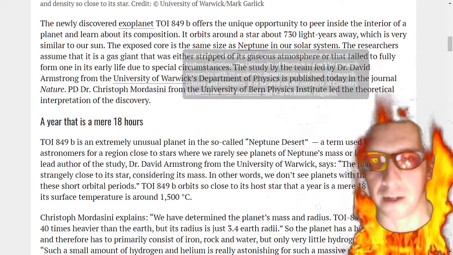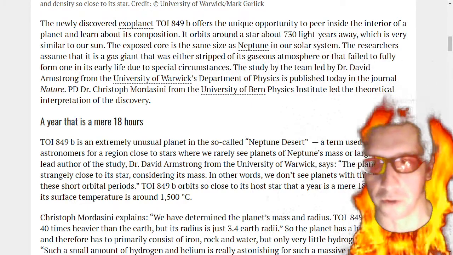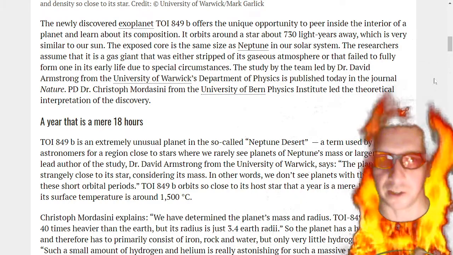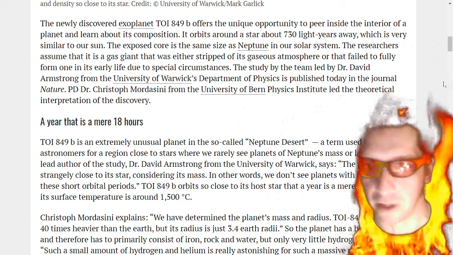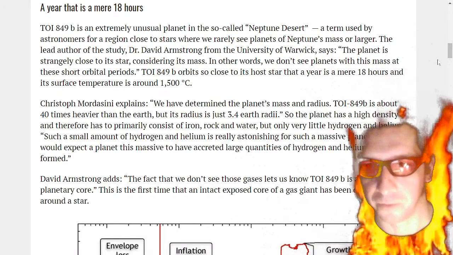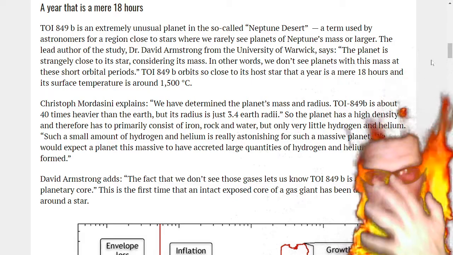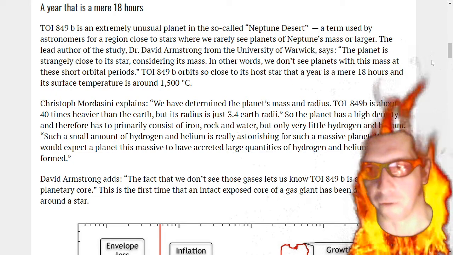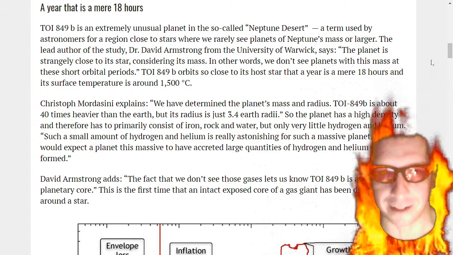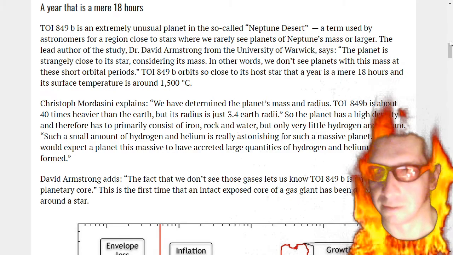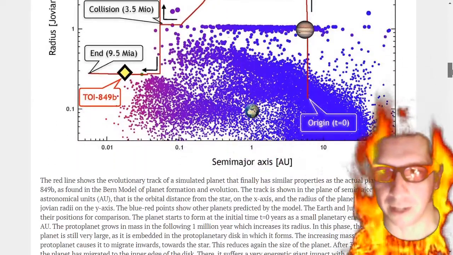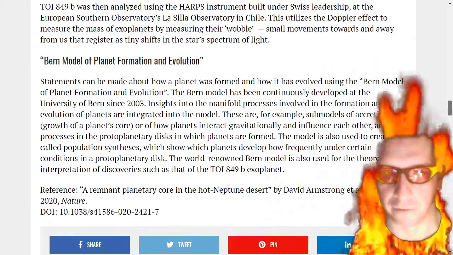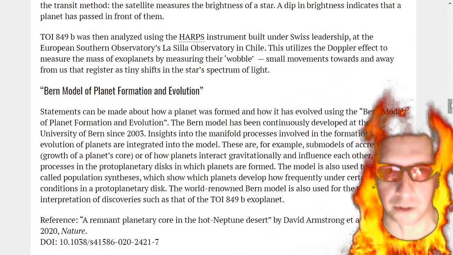astronomers believe this to be the core of a gas giant. In other words, all the gas was stripped away because it's so close to the star. Its year only takes 18 hours, so imagine the tidal forces. Its surface temperature is 1,500 degrees Celsius. This planet is believed to be 40 times more massive than the Earth. Its radius is just 3.4 Earth radii, so it must have very high density. Yeah, an interesting exoplanet there, and perhaps flying in the face a bit of planet formation and evolution.